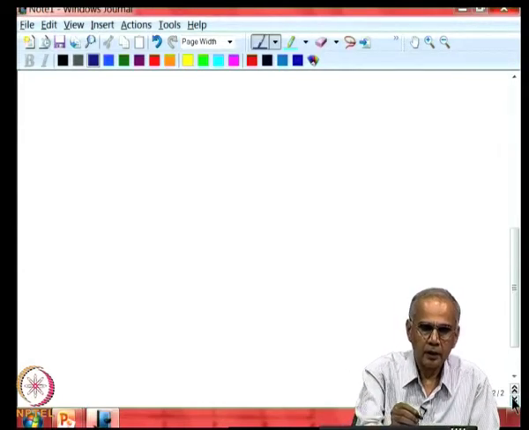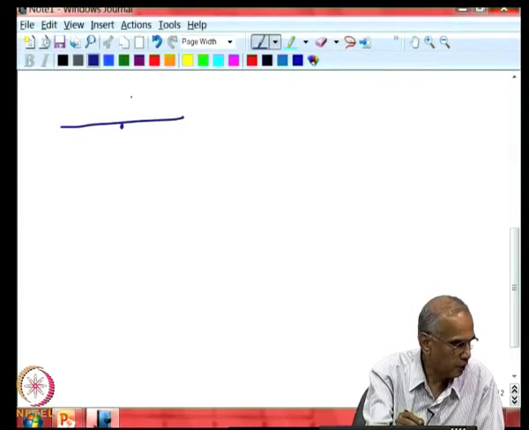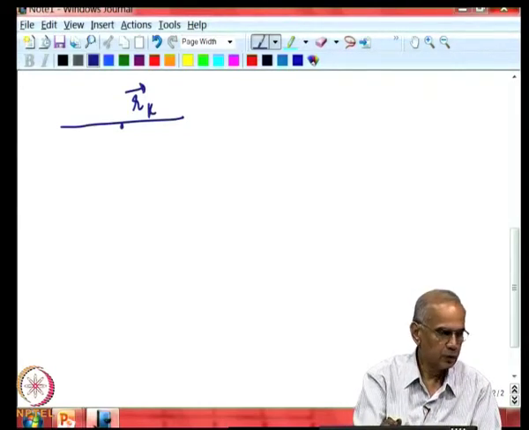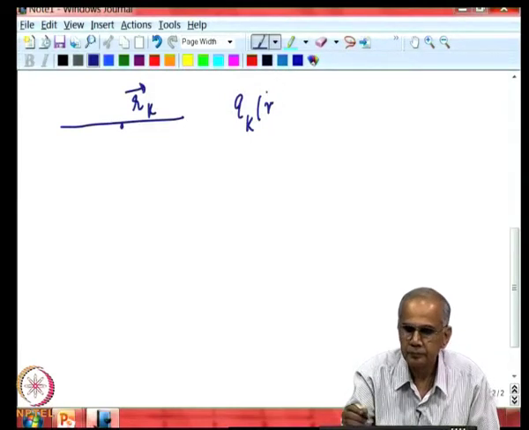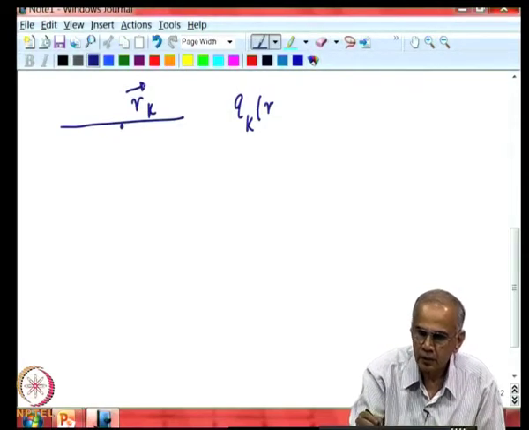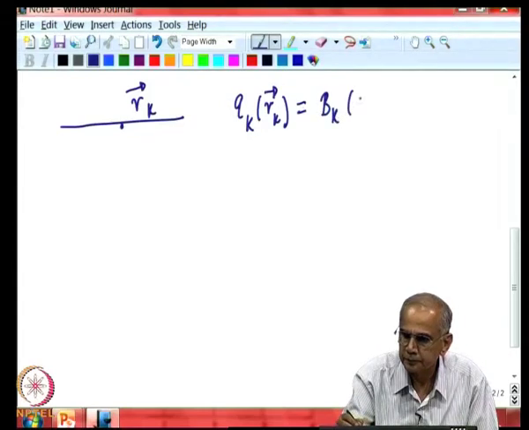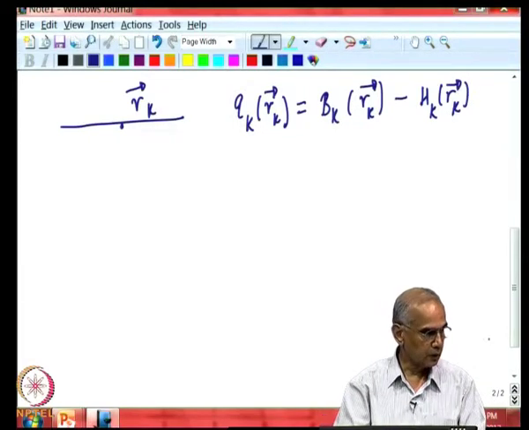So, the idea is that if you have a surface, on that surface you have a location, and that we will call as r vector k. Everything is varying continuously here. So, the heat flux at that location, I will use the symbol q, at that location is nothing but radiosity at that location minus the irradiation. So, this formulation is no different from what we did earlier, except that everything is a continuous variable, not a discrete number.